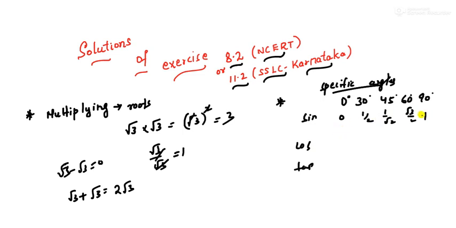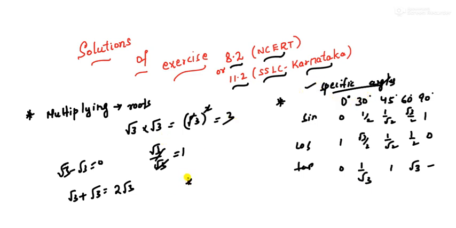And cos is just the reverse of this sine value: 1, root 3 by 2, 1 by root 2, 1 by 2 and 0. And tan is sine by cos. So you know that 0 by 1 is 0 and here you will get 1 by root 3, here you will get 1, this is root 3 and this is not defined or infinity. Okay, so you should be aware of this thing.